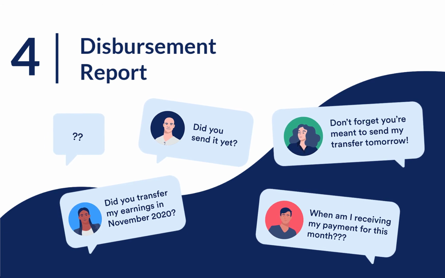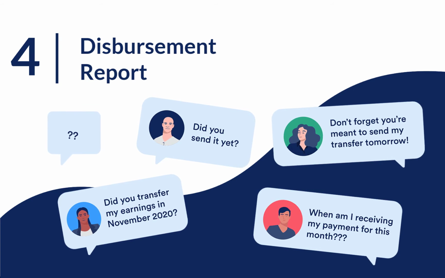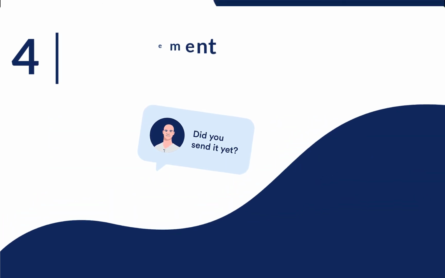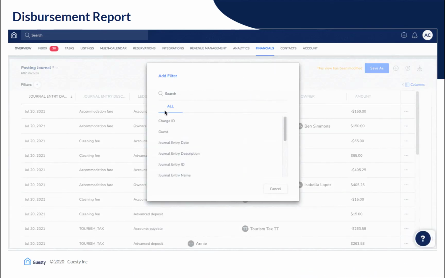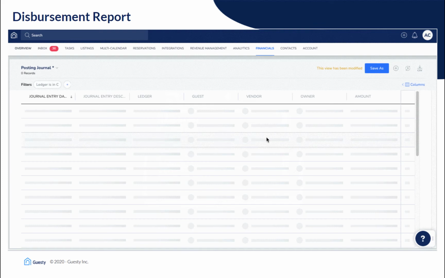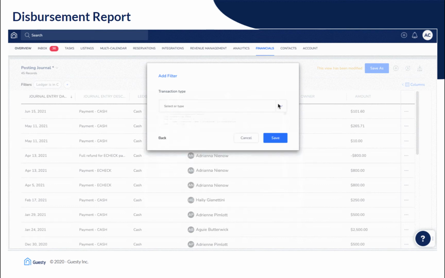So after viewing your owner's balance and then making the necessary payments to your owners, you'll come to this disbursement report to confirm and track those completed payments. For instances when you quickly need to verify whether a payment to an owner has been paid yet, this report will be your go-to. Also, this report will be where you can review exactly how much was paid to each of your owners over a set period of time. So in addition to seeing if payments are being made to owners, this report will be showing you how much is being paid to owners at any given time.